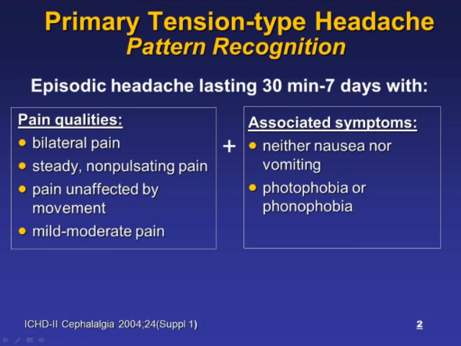So basically what we're doing with these criteria is excluding those people that have migraine. With severe headaches or significant sickness, nausea, or significant sensitivities to light or noise, usually you're dealing with a migraine condition rather than a tension headache disorder.